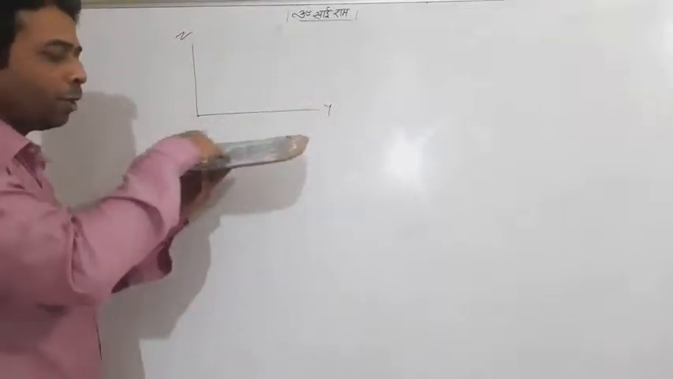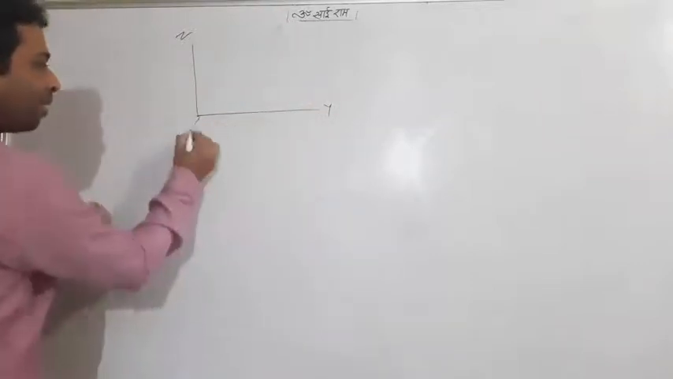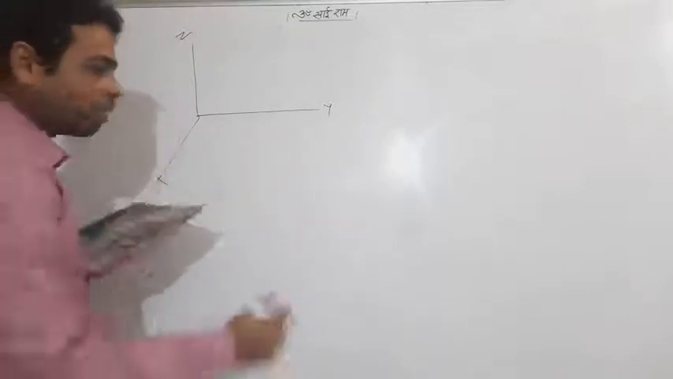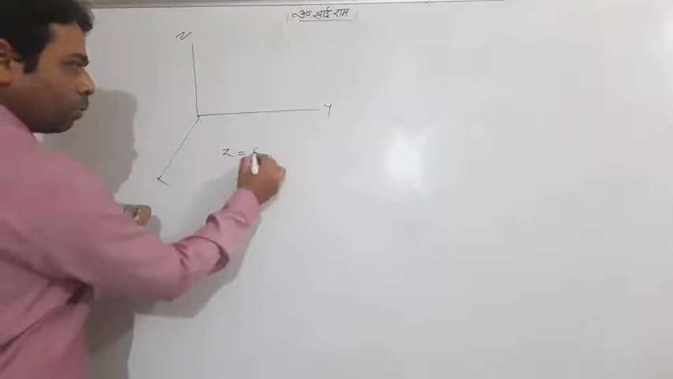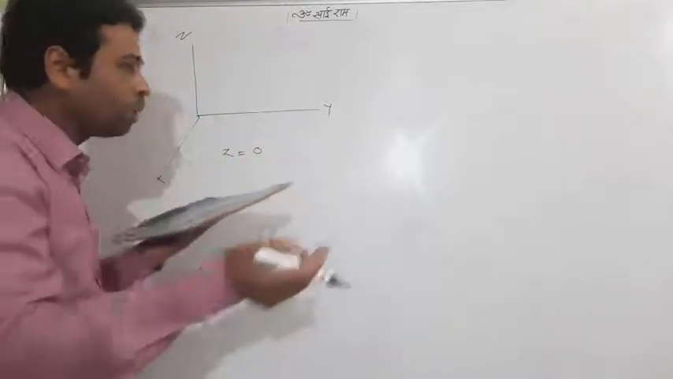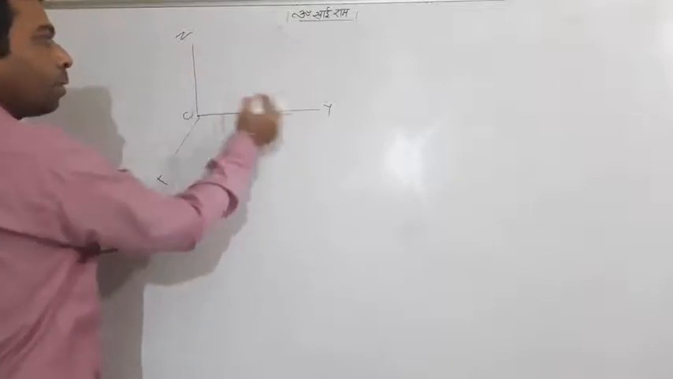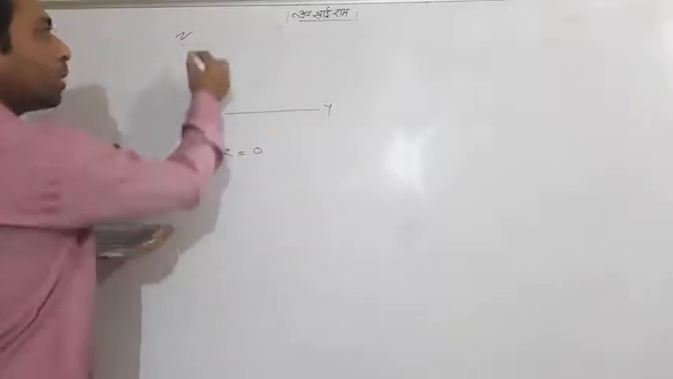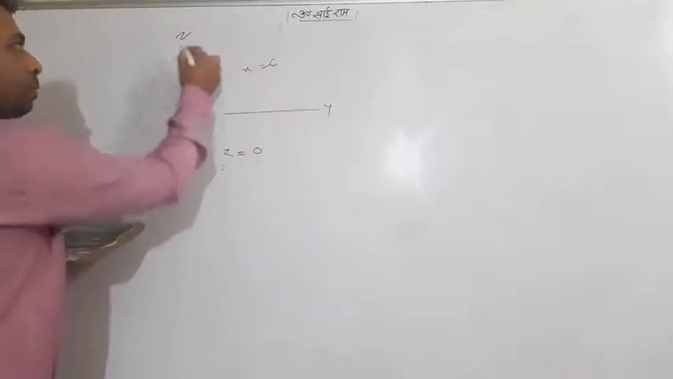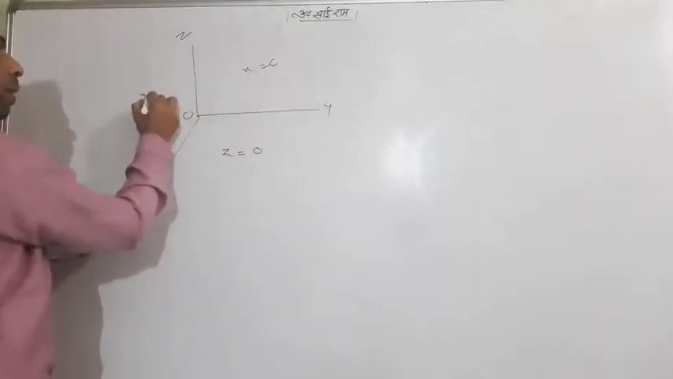So what is the equation of the xy plane? This is x, this is y. It is nothing but z = 0, because on the whole xy plane, z will be 0. What is the equation of the yz plane, also called the yoz plane? The equation is x = 0. What is the equation of the xz plane, also called the xoz plane? It is y = 0.